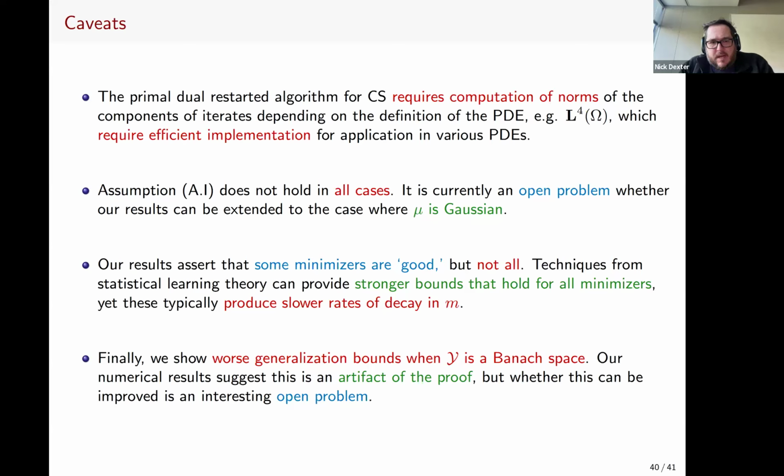We also note that assumption A1 for the results on the neural network approximations doesn't hold in all cases. It's currently an open problem whether these can be extended to the case where mu is Gaussian, for example. Our results also assert that some minimizers are good, but not all. Of course, techniques from statistical learning theory can provide stronger bounds that hold for all minimizers, yet these typically produce slower rates of decay in M. And finally, we show worse generalization bounds when Y is a Banach space. Our numerical results suggest that this is an artifact of the proof, but whether this can be improved is an interesting open problem.